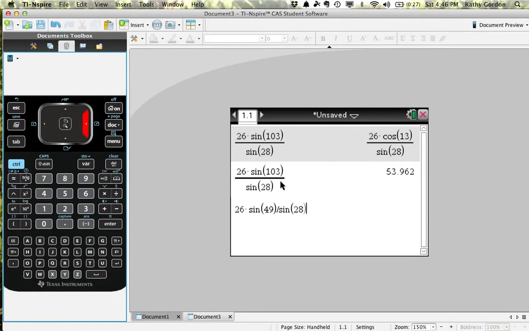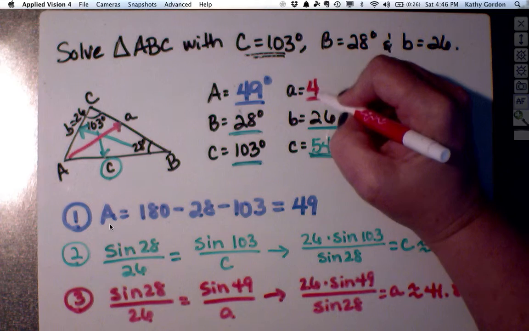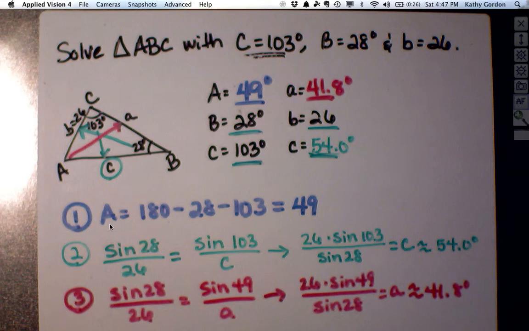And now, because I know I want a decimal answer, I'm going to automatically do a control enter so I get the decimal answer right away. And my decimal answer ends up being a 41.8 when I round it to the nearest tenth. So 41.8 degrees is what we fill in here. And now I have solved my triangle. I have all three angles and all three sides worked out with the correct measurements.